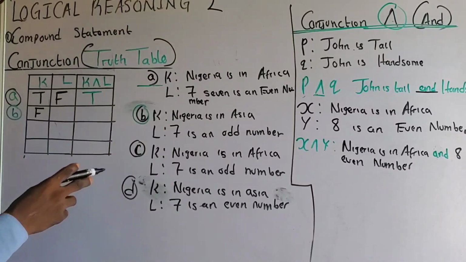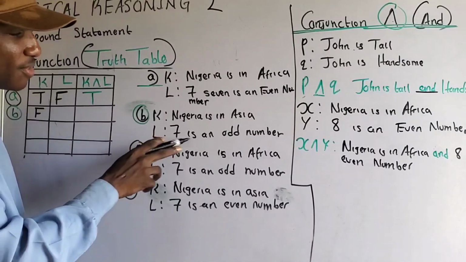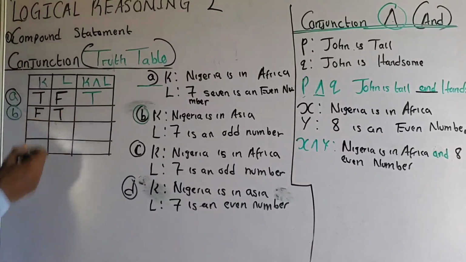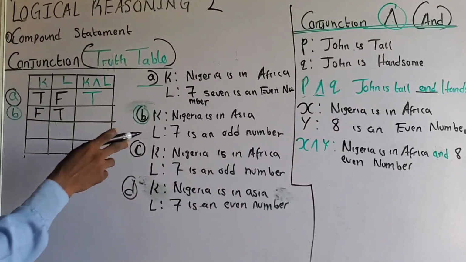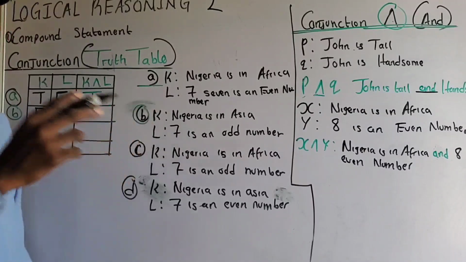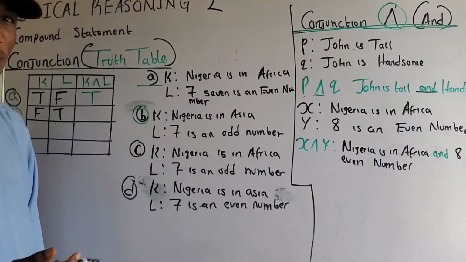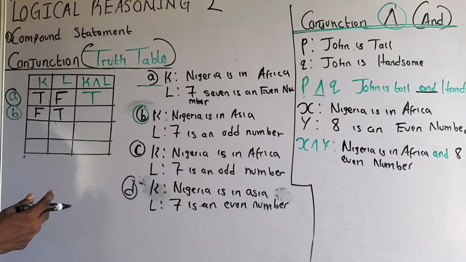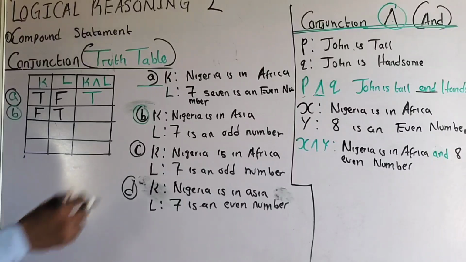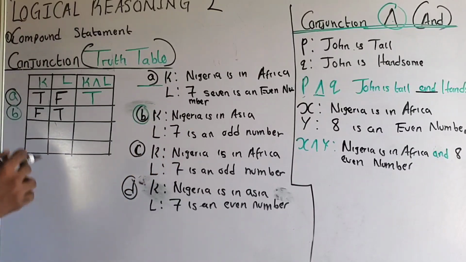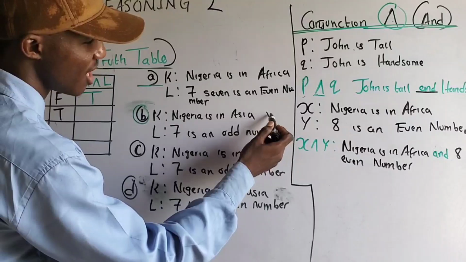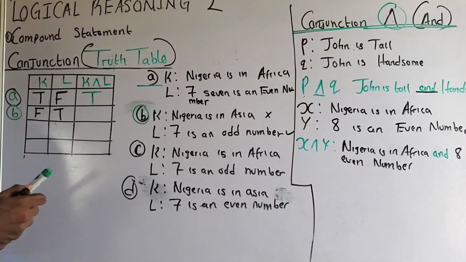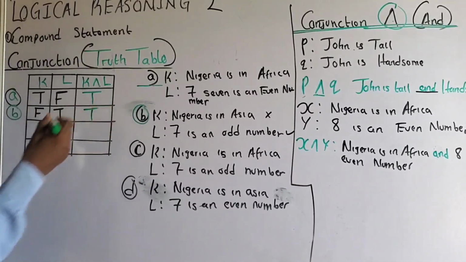Now, let us look at the second part of the statement, L. 7 is an odd number. Indeed, 7 is an odd number. So the statement here is true. Now, what will be the conjunction? K conjunction L, which is Nigeria is in Asia and 7 is an odd number. What will be the conclusion of that compound statement? Well, Nigeria is not in Asia, but 7 is an odd number. So, because 7 is an odd number, the conclusion will also be true. Are you getting it?